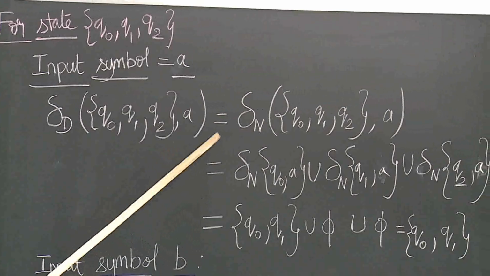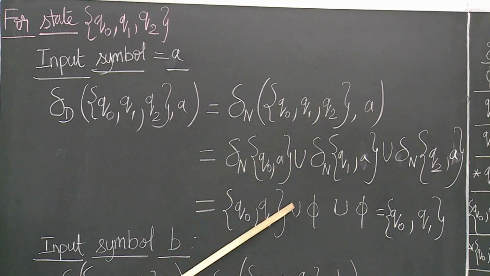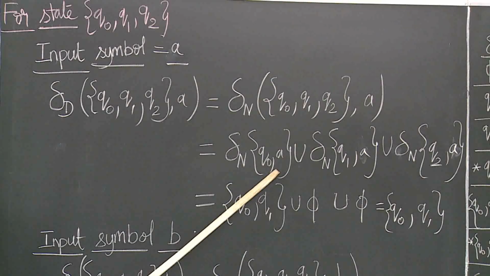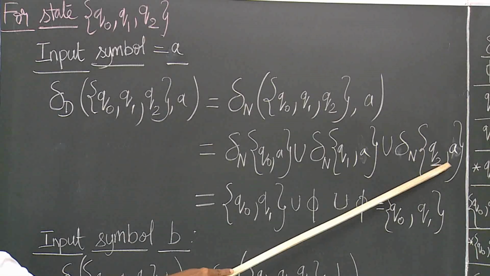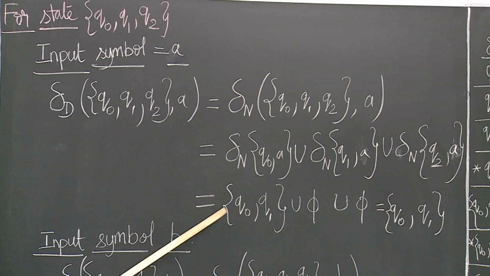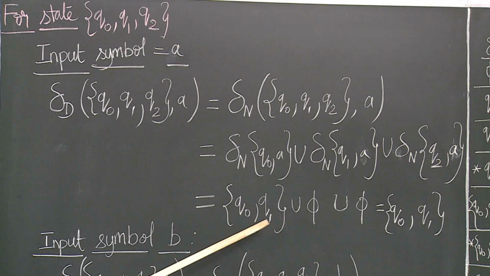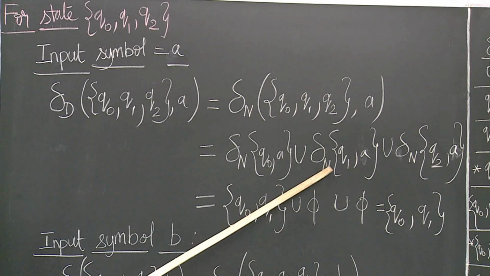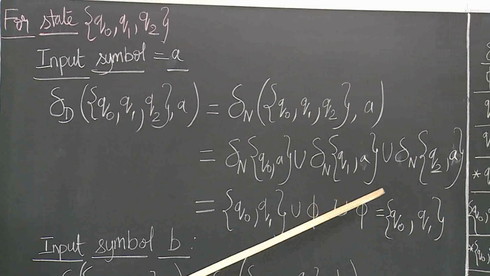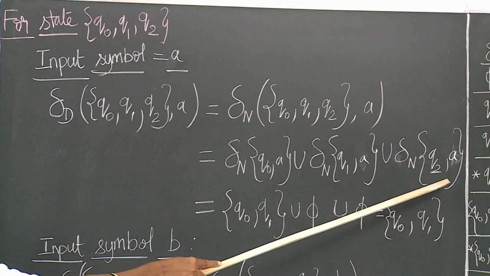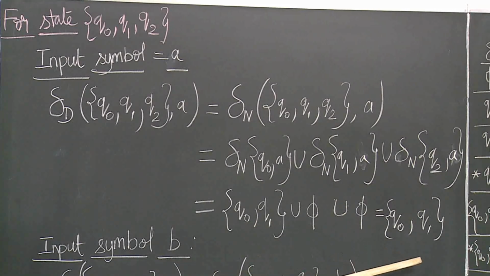Next we can see the state {Q0, Q1, Q2} by accepting the input symbol A. Again the DFA is converted into NFA states. Here {Q0, Q1, Q2} comma A is split into δ(Q0, A) union δ(Q1, A) union δ(Q2, A). Now we can see the transitions. By accepting the input symbol A, from Q0 it moves to {Q0, Q1}, union there is no movement from Q1 by accepting the input symbol A, it is phi. Again there is no movement from Q2 by accepting the input symbol A, the result is phi. So the resultant is {Q0, Q1}.